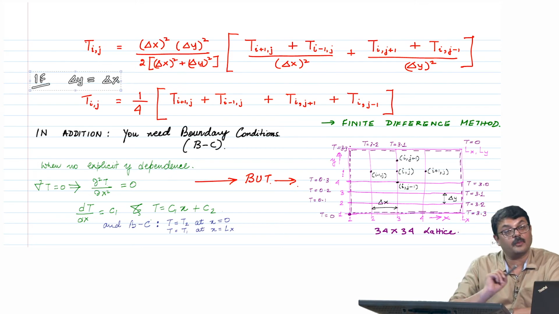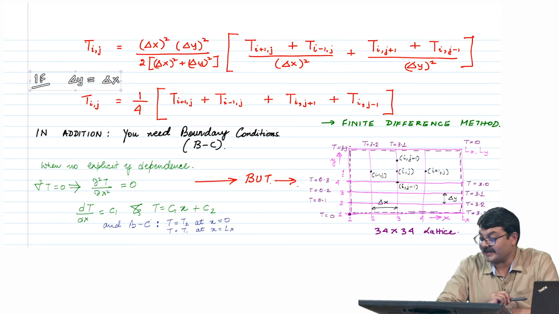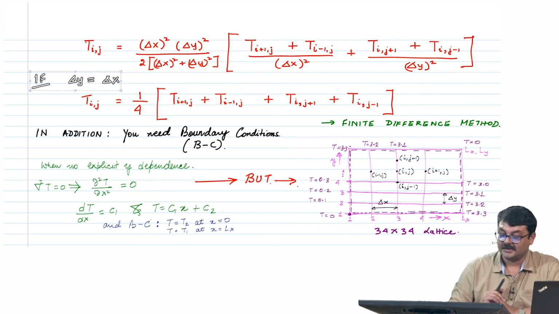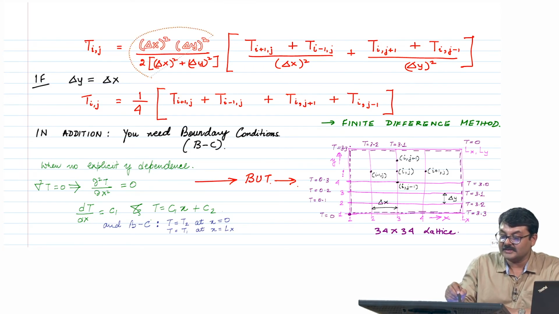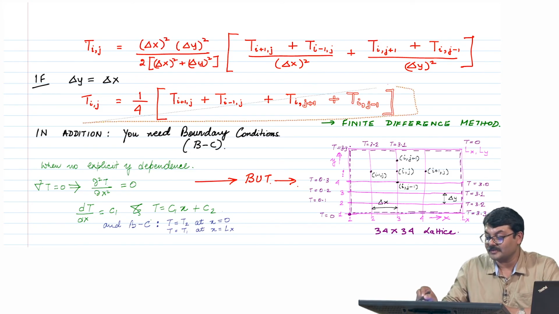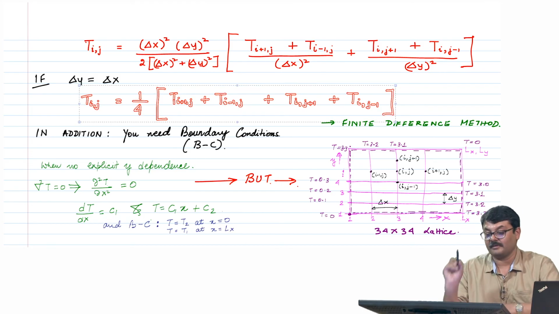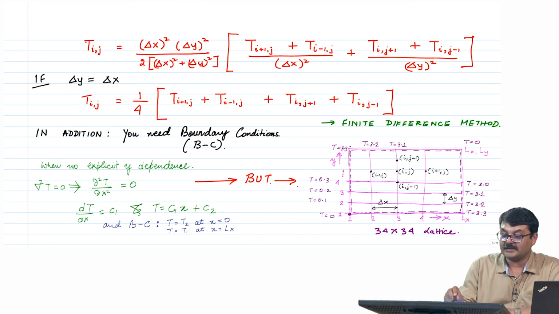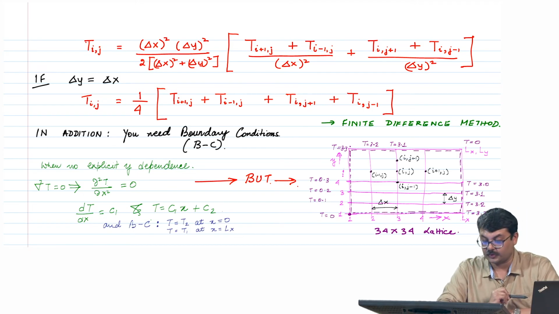Now, if delta y is chosen to be delta x, so that you essentially have a square lattice, then this expression becomes even simpler. Basically all these terms cancel out, just put delta x equal to delta y and the expression becomes so simple. The one within the bracket remains the same, but the prefactor becomes just 1/4.